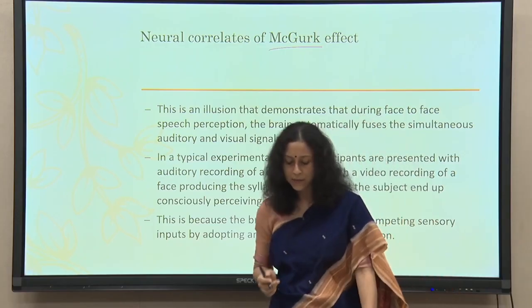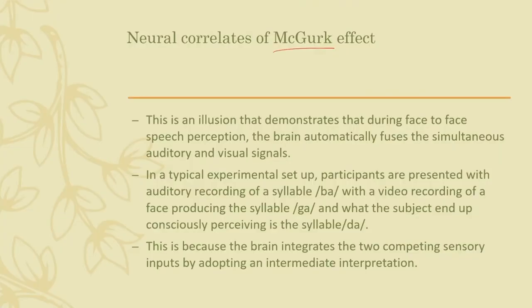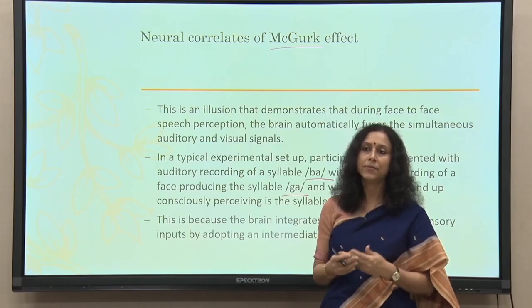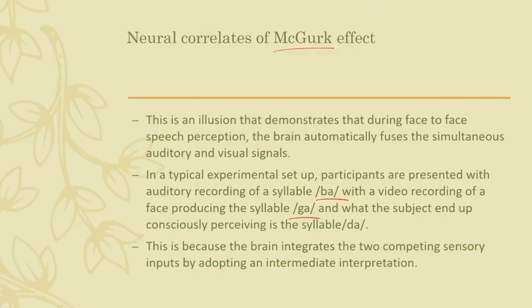What is the finding in this regard? The typical experimental setup is like this. The participants are presented with an auditory recording of the syllable ba. Simultaneously, they look at a video recording of a face producing the syllable ga. And when you ask the subject what they heard, he or she will say they heard da.